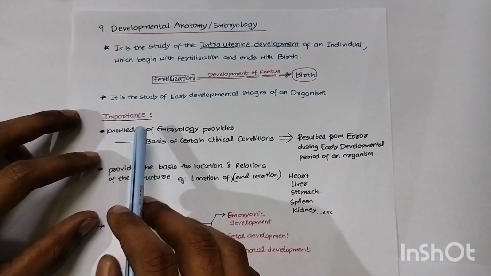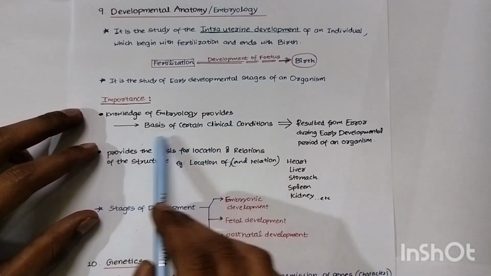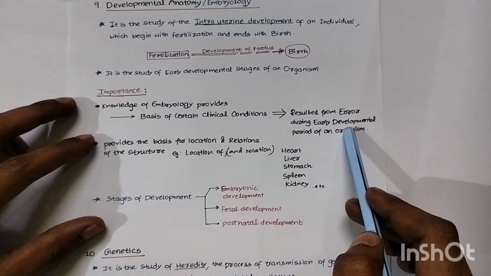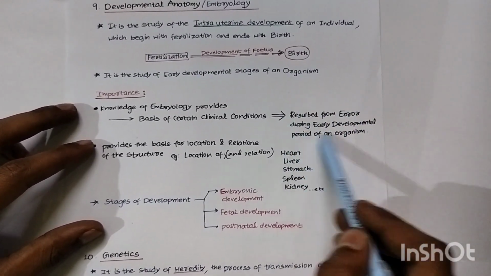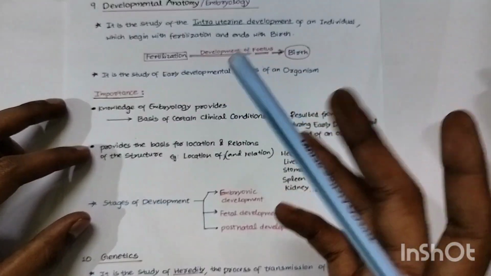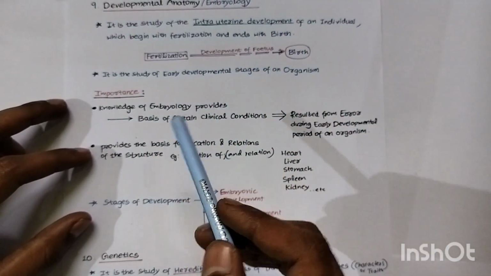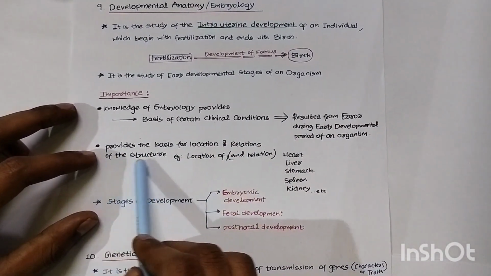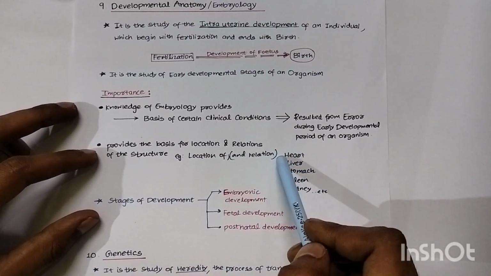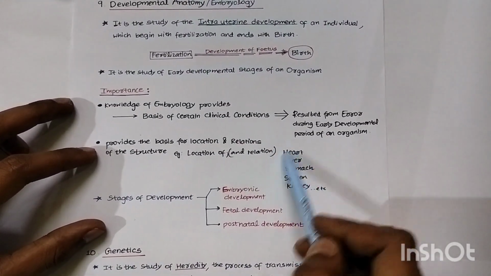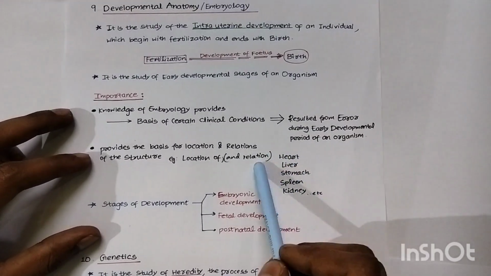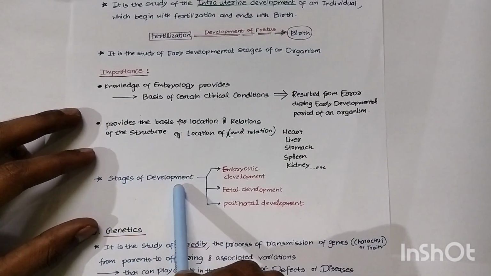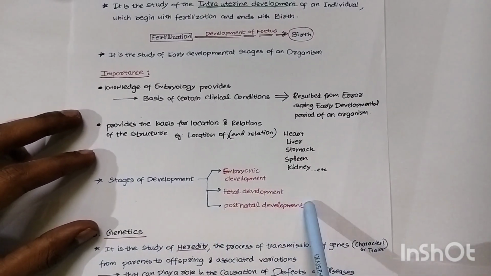The importance is that knowledge of embryology provides the basis for certain clinical conditions resulting from errors during the early developmental period of organisms, which can be corrected, or if not, can be avoided also. If it is a new syndrome or anything that results, it provides the basis for the location and relations of structures. For example, the development of the heart, liver, stomach, spleen, and kidneys, etc.